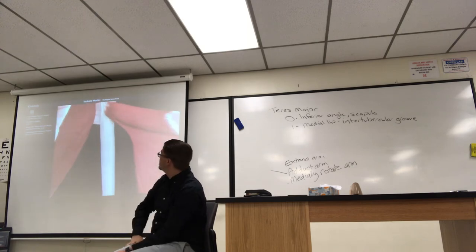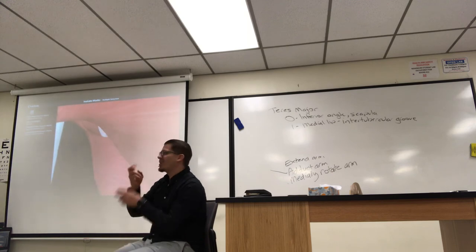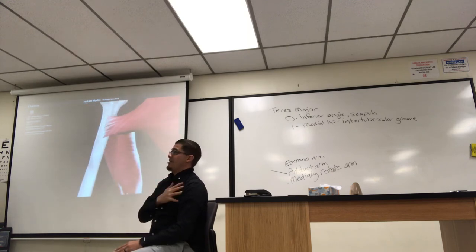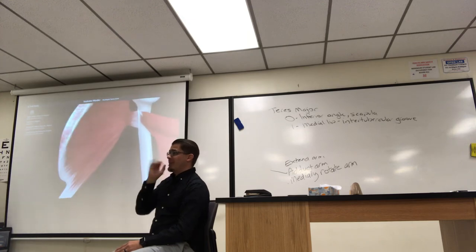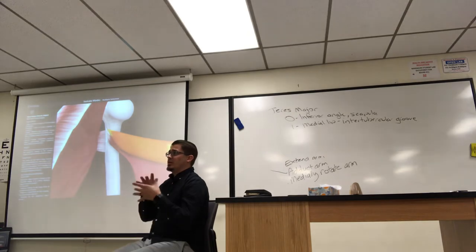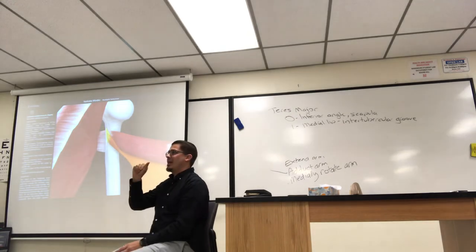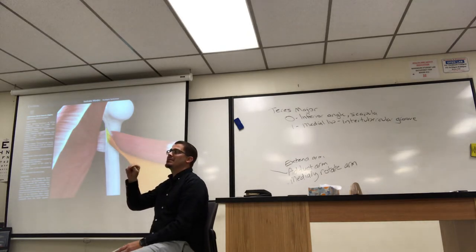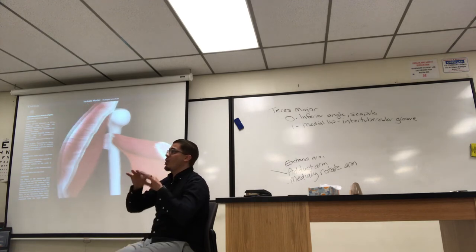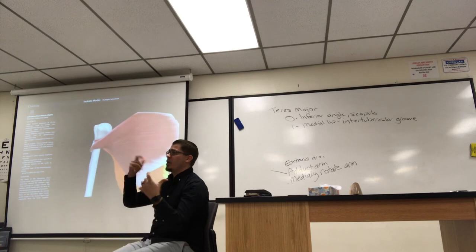I'm going to zoom in there. Basically, it's hard to see with the pec major, but there's pec major inserting by the groove, and if I rotate it and you look inwardly, you can see those other two muscles, the teres major and the latissimus dorsi. They basically almost share an insertion. So that's a very important part of the humerus, where all your super big R muscles attach.